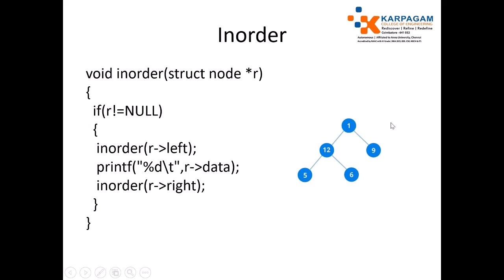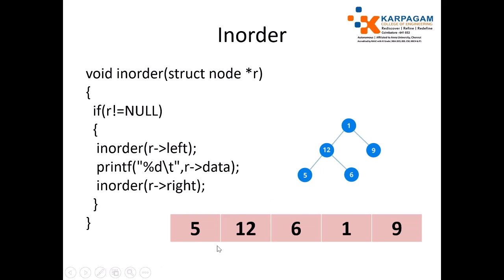The in-order traversal for this tree will first process the left subtree. When you process the left subtree, you have 3 nodes here, which are again processed using in-order traversal. Print the left subtree 5, 12, 6, followed by 1 and then 9. You will get a result like this: 5, 12, 6, 1, 9.